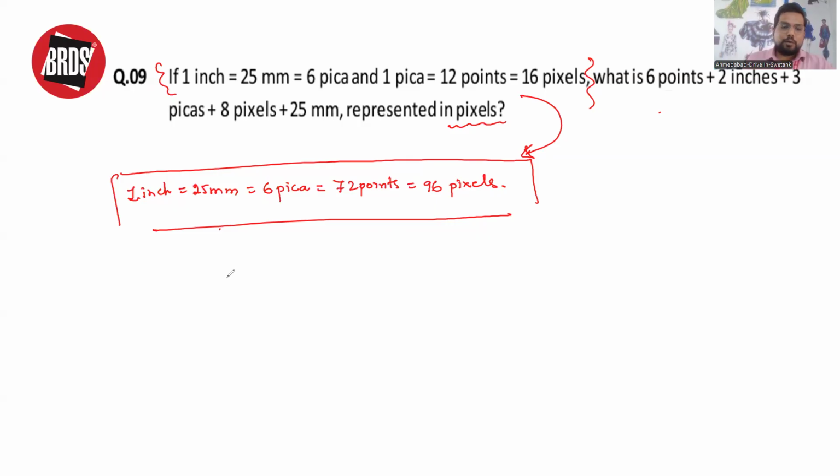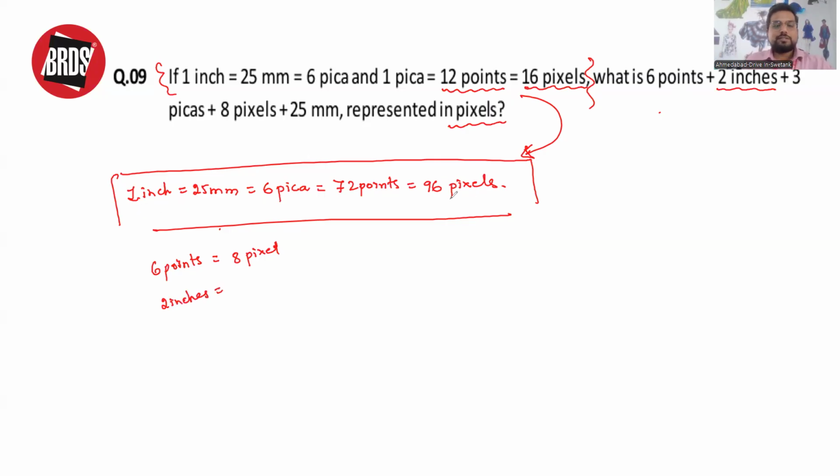So they have given us 6 points. Now 72 points is 96 pixels, so we can clearly see that 12 points is 16 pixels. So 6 points would be 8 pixels. Then 2 inches.